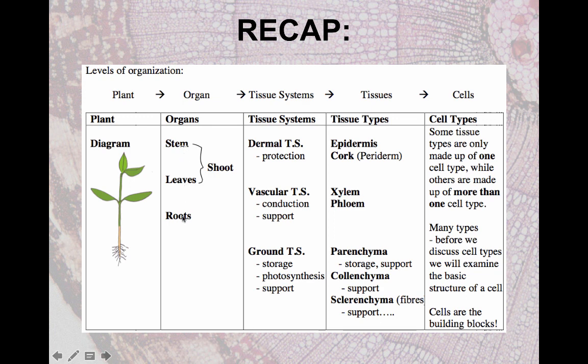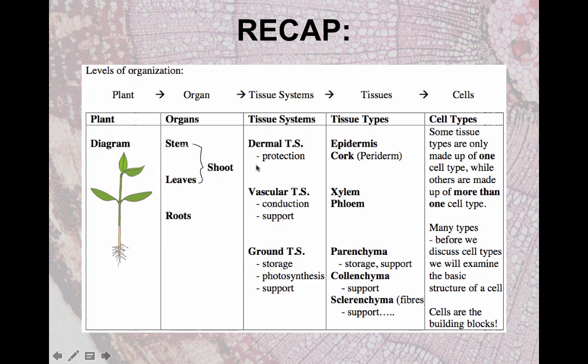Within each of these organs, we find there are three different tissue systems. We have a dermal tissue system, which is the skin of the plant. We have the vascular tissue system, which is the system which conducts things throughout the plant. Remember, water and nutrients up from the roots to the rest of the plant, and photosynthates from the photosynthetic parts down to the other parts of the plant. And then we have the stuff in between that's called the ground tissue system.